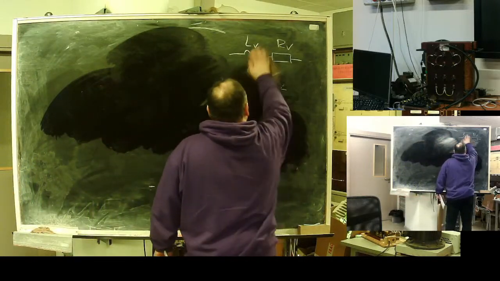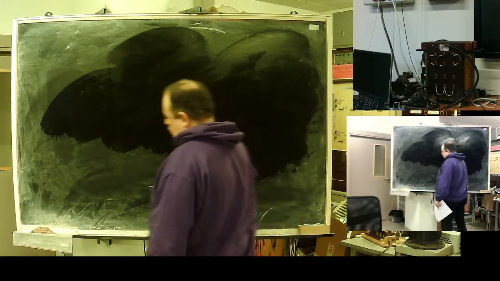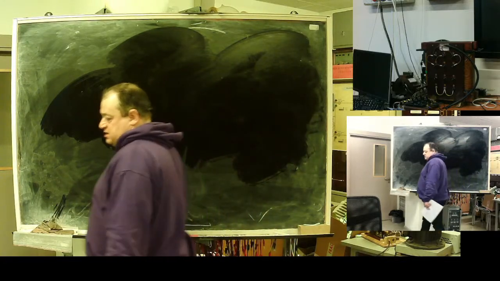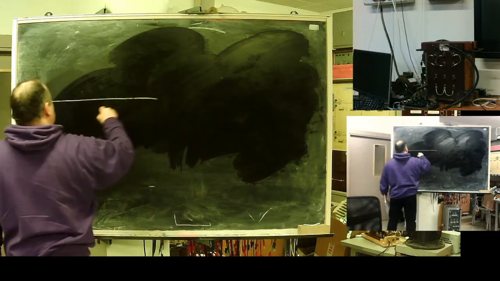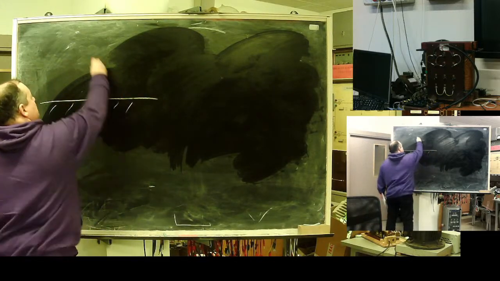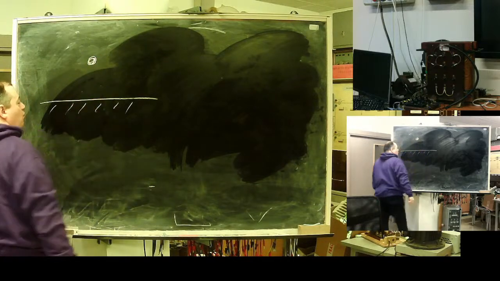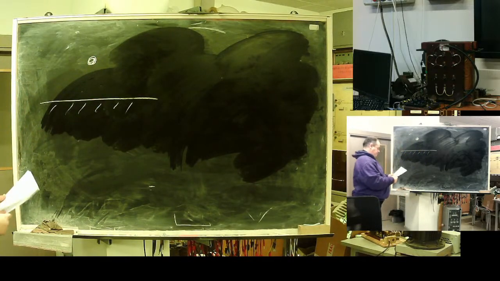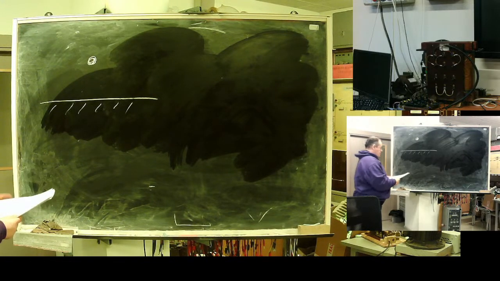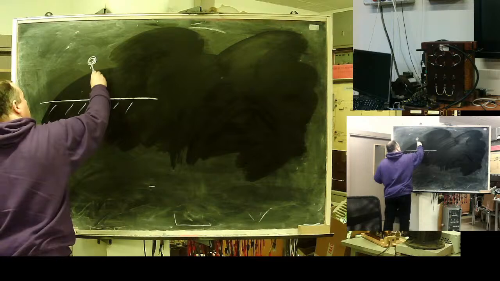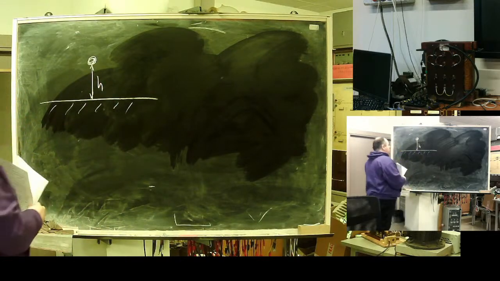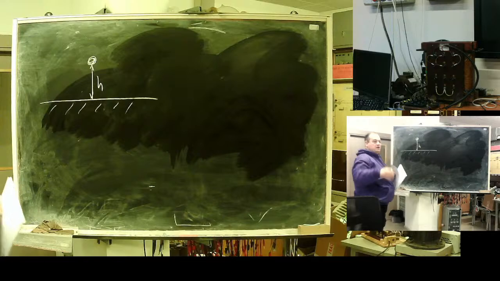Historically, there are two approaches to this problem. One is Carson's model, and the second one is Rüdenberg's. Carson's model starts with the idea that you have a flat conductive ground and a wire over it, with a height of h. So in Carson's model, Earth is flat.